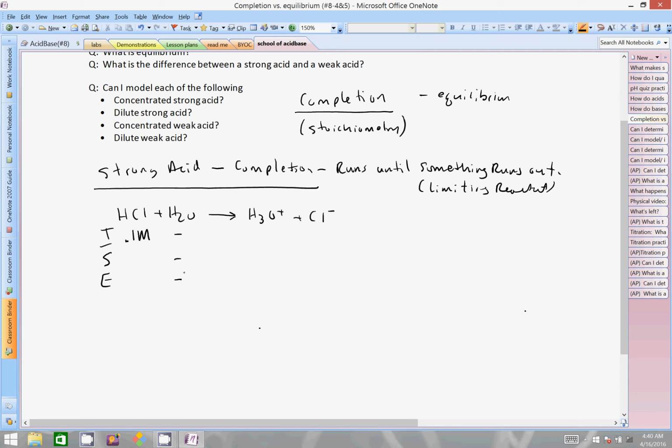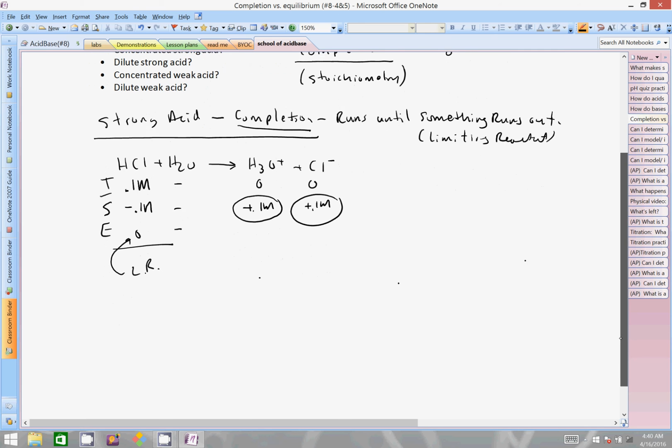But it's going to lose all 0.1 molar down to 0, and therefore if I didn't have any of these to begin with, I would gain 0.1 molar, and I would gain 0.1 molar, and at this point, in the end, I have no reactants, and only these two guys are being produced. This is a classic limiting reactant, and this is something that goes to completion.